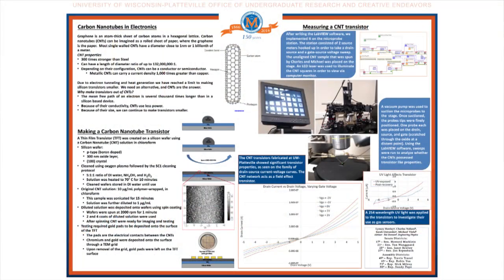First, we got carbon nanotubes from UW-Madison. They supply us with the carbon nanotubes, and we had to go through the process of fabricating the transistor. So we had to get a carbon nanotube transistor that we could use. So we went through the fabrication process, and then we also imaged them using some equipment that we have at Platteville, a scanning electron microscope and an atomic force microscope.